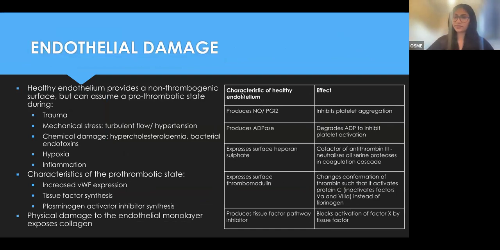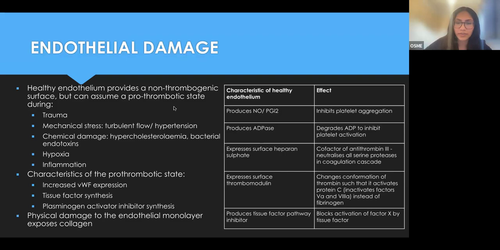Okay, so the first factor was endothelial injury. As I said, it's more important in arterial thrombi, but obviously it can happen in the veins as well. So the healthy endothelium provides an antithrombotic surface. So you don't normally have thrombosis unless there's injury. And if we look at this table on the right, there are factors that the endothelium expresses that allow for this antithrombotic surface. So for example, the production of nitric oxide, which inhibits platelet aggregation.